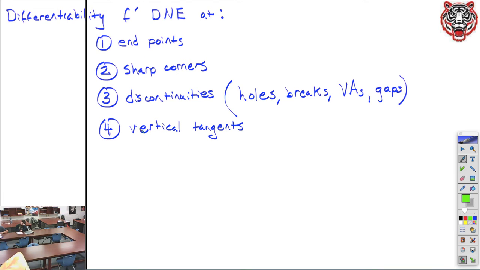So those are the four things. Memorize them. You should already have these four memorized. It's a good review, but these also need to be memorized.